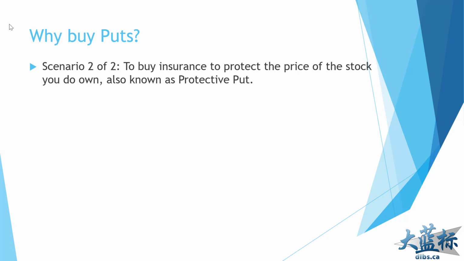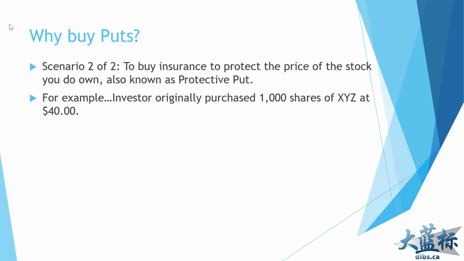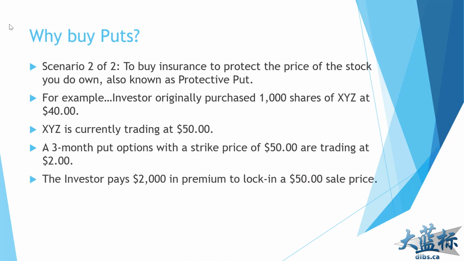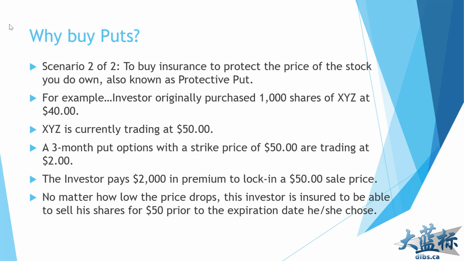Scenario 2 is actually much more common and is one of Warren Buffett's favorites, and it's called a protective put. This is where you are buying insurance to protect the price of your stock. Let's assume an investor purchased 1,000 shares at $40, and now it's currently at $50, and we're looking to buy some insurance against that. A 3-month put contract may be $2 in premium at a $50 strike price. So it costs $2,000 to protect this position to ensure that he or she can sell the shares at $50. No matter how low the price drops, this investor is insured.